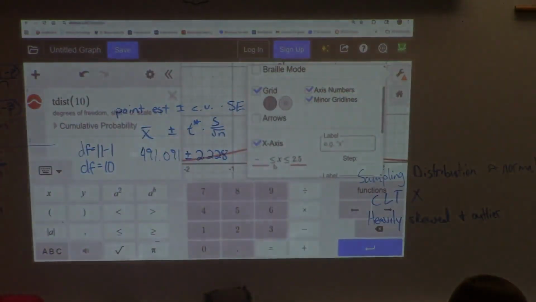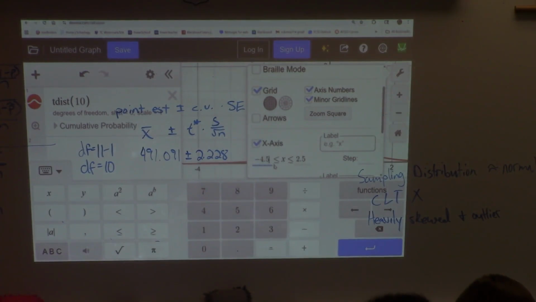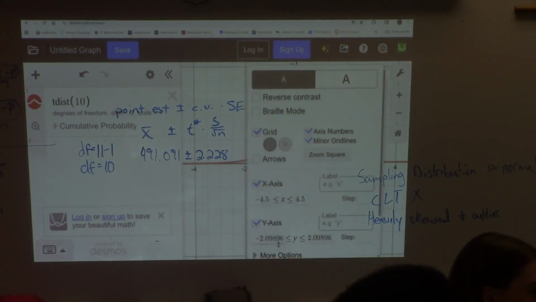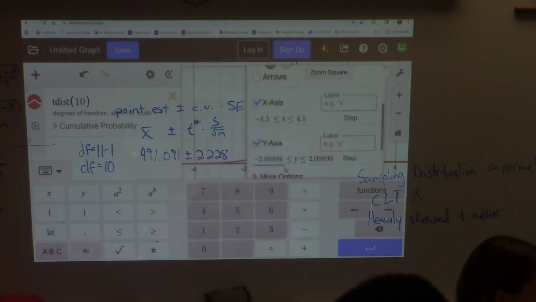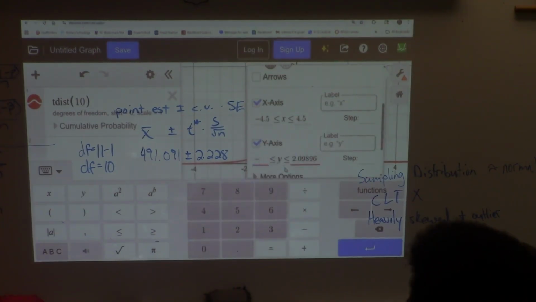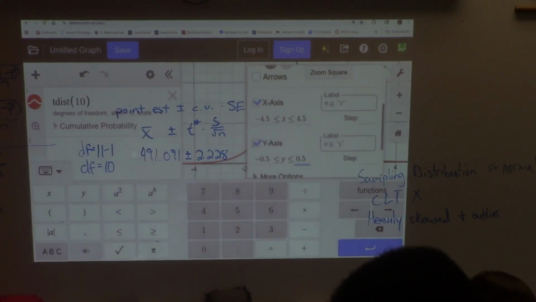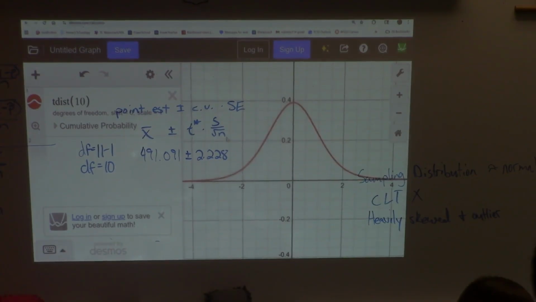I will say you need to go a little past where you did in the past because it's going to be more spread out. Is that tall enough? Okay, so there's my t distribution.